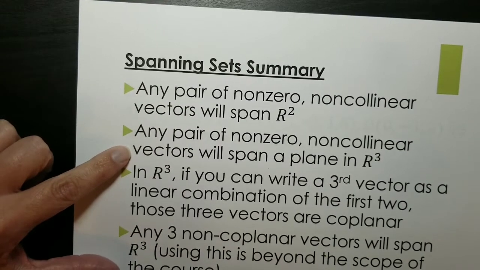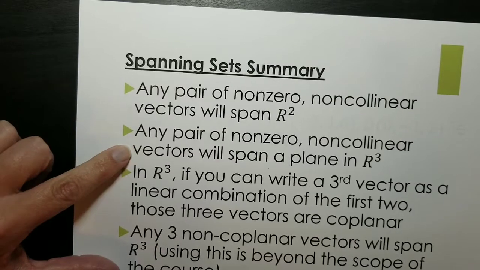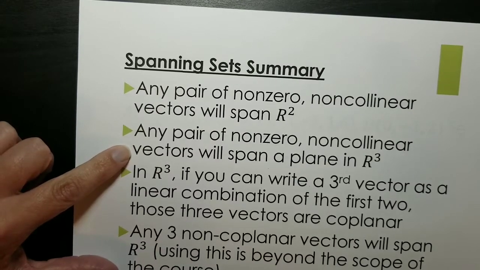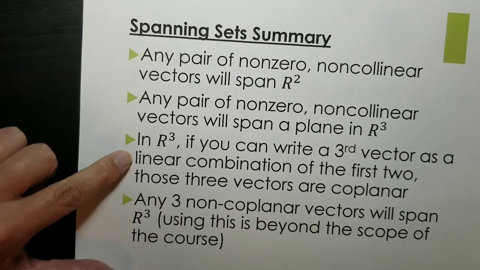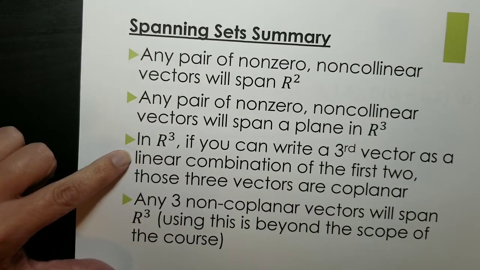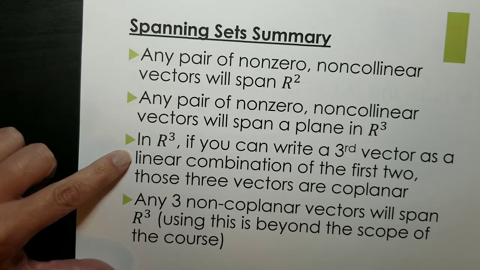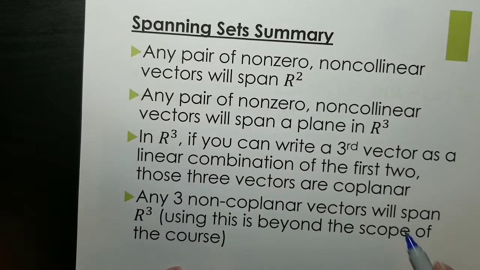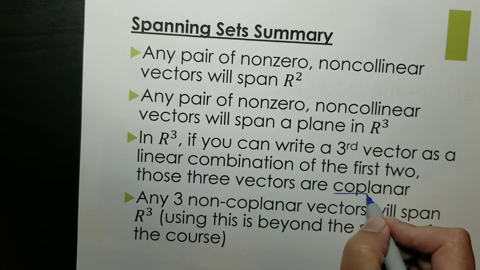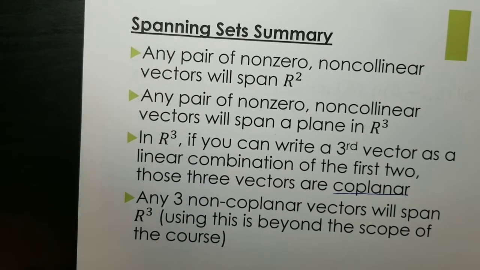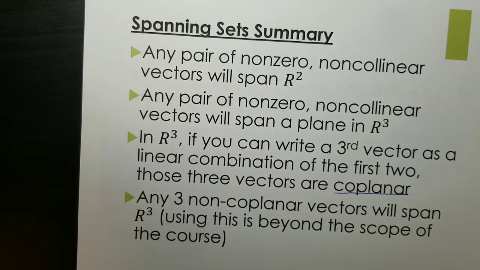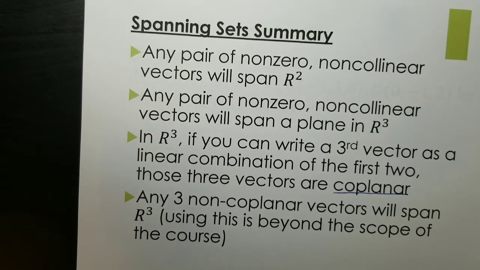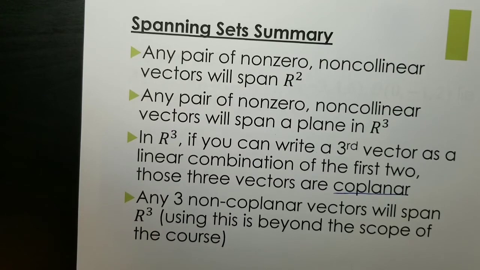If you have vectors in R3, any non-zero or non-collinear vectors will actually form a plane in R3. And in R3, if you can write a third vector as a linear combination of the first two, then those 3 vectors are what's called coplanar. So if 2 vectors form a plane and a third vector can be written as a linear combination, which is what we saw in the earlier example, then those would be coplanar.